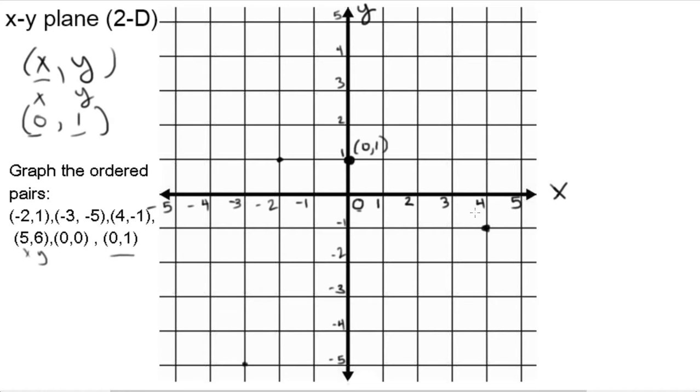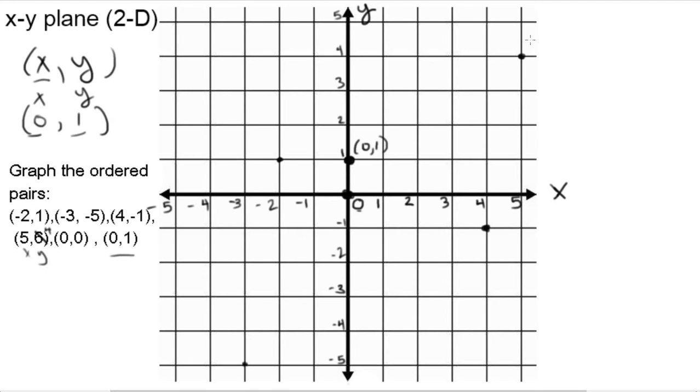We go 5, 6. Let's skip that one. We have one at the origin here, 0, 0. Got to make that one bigger. And then, of course, we have 0, 1. So instead of 5, 6, well, what if we said that was just 5, 4? Doesn't matter. We go out 5 on the X, up 4. And so that point will be here.